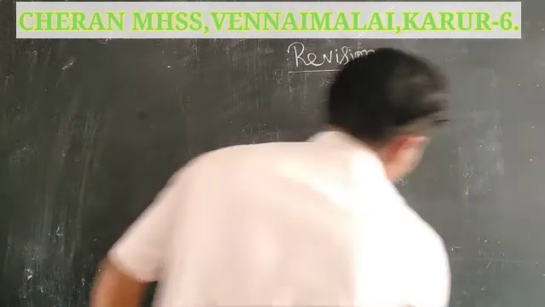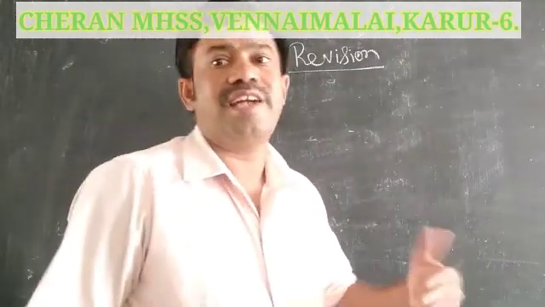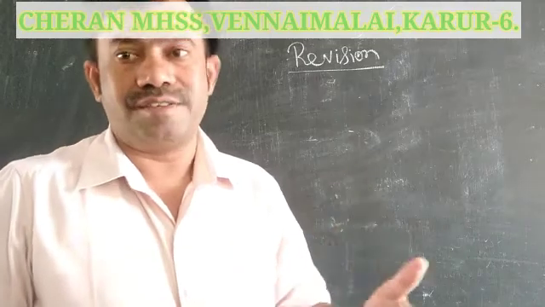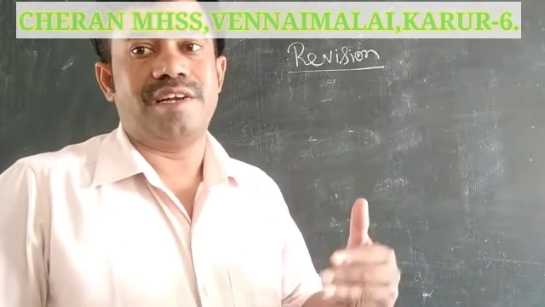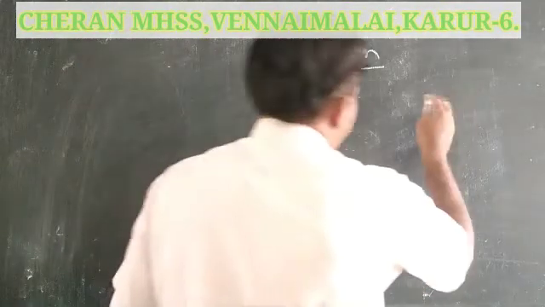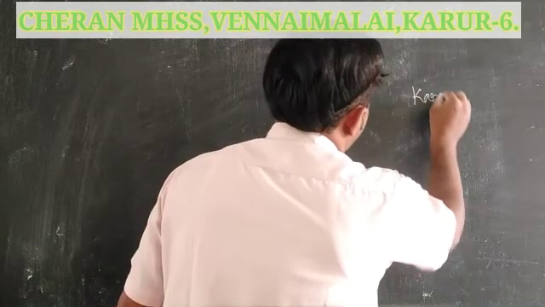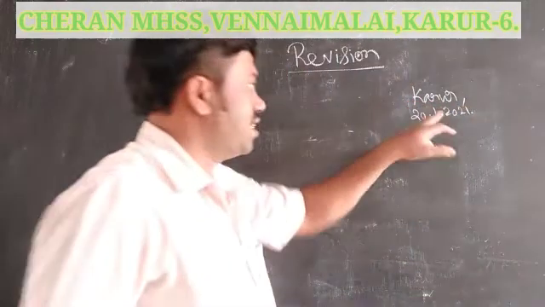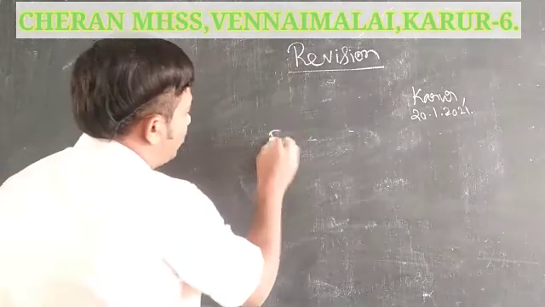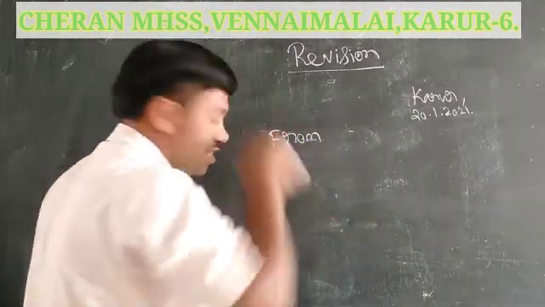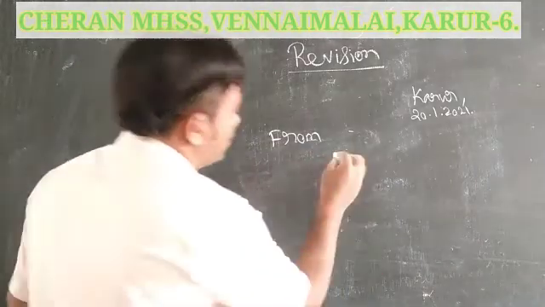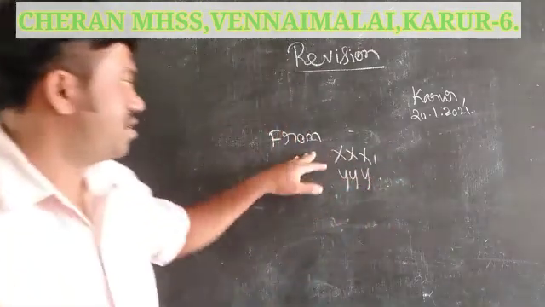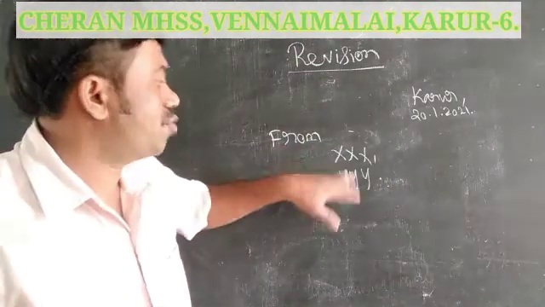Suppose an official letter is asked: write a letter to the headmaster, or write a letter to the municipal corporation. Like that it will be given. For that you have to write the place and date here. Place, date. Next here you have to write the from address. In the from address you can write XX YY. No need to write your own address. From XX YY.